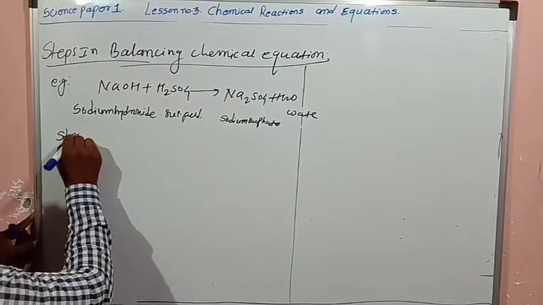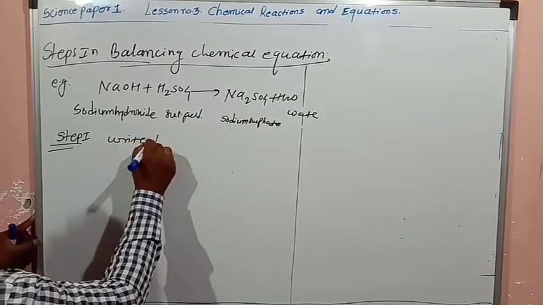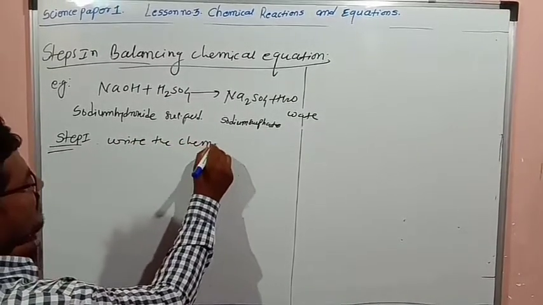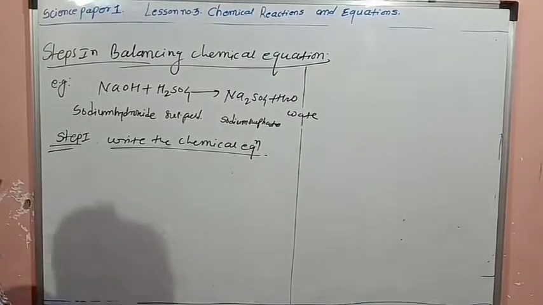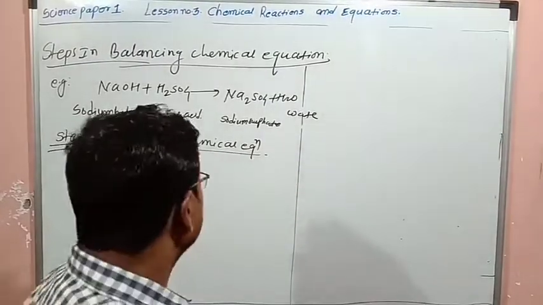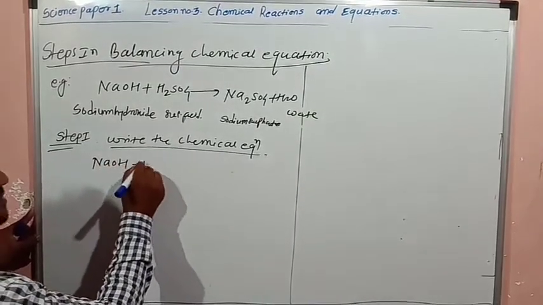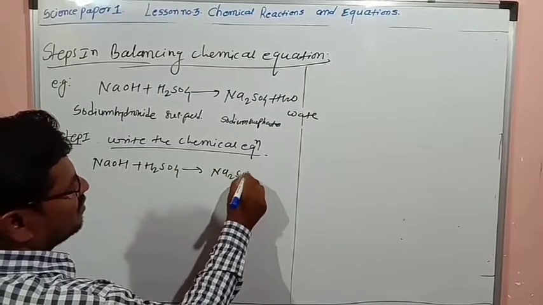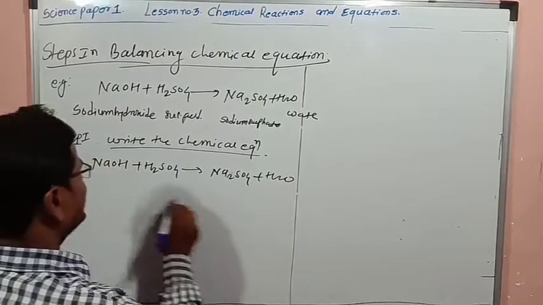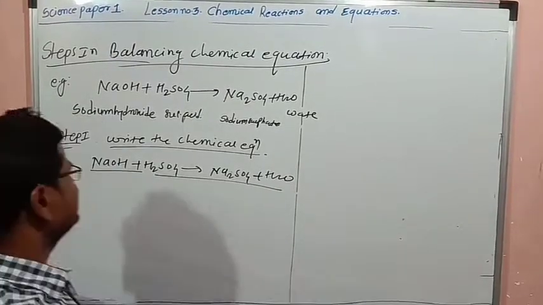Step number one is write the chemical equation. Whatever chemical equation is given, you have to write that. So first we are going to write NaOH plus H2SO4 gives Na2SO4 plus H2O. So firstly we have written this chemical equation.